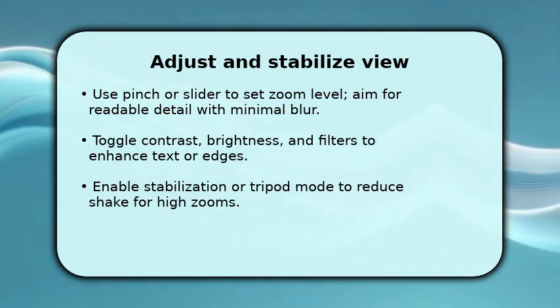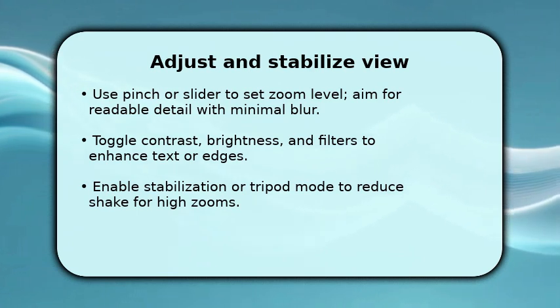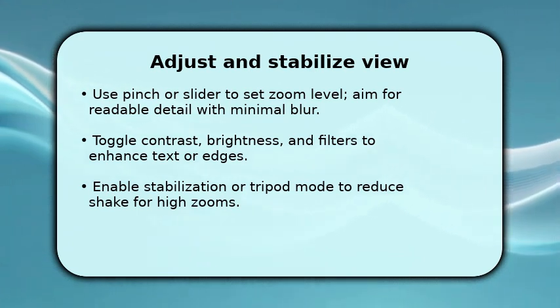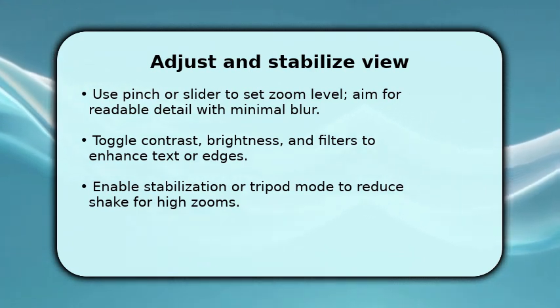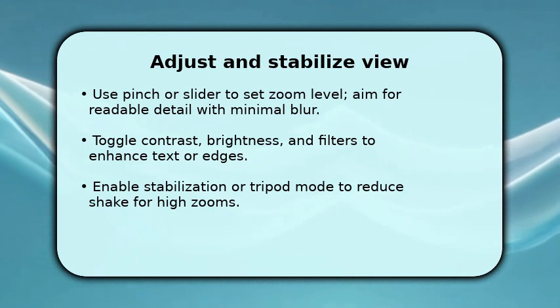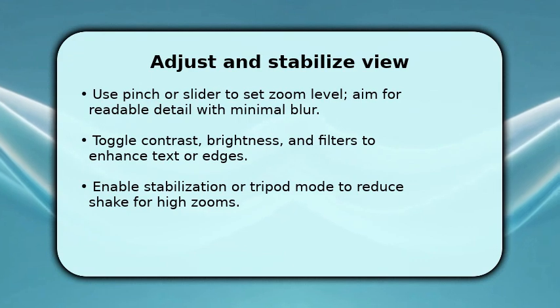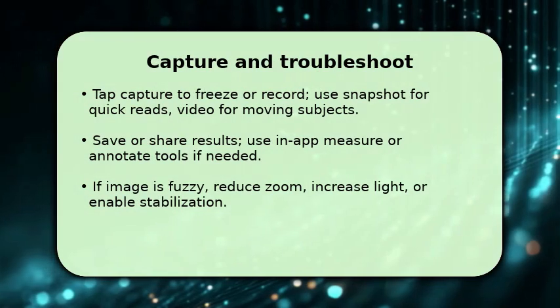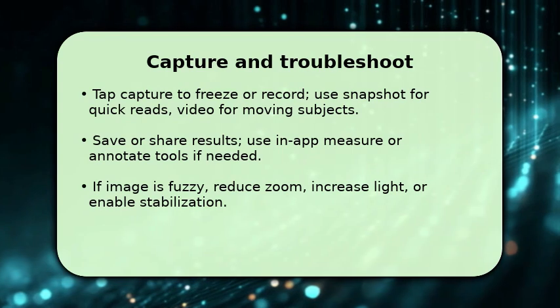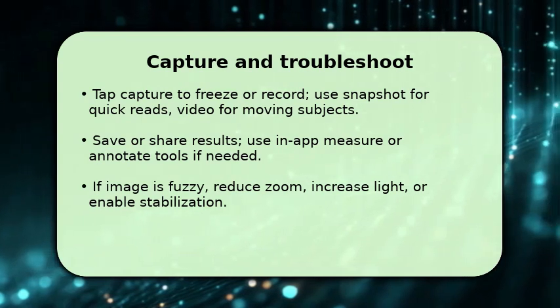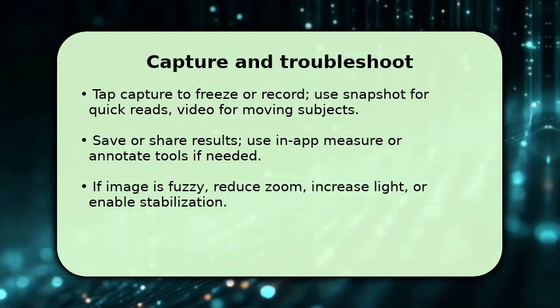If you need steady detail, enable stabilization or switch to tripod mode so motion blur disappears. This matters especially at high zoom. Remember to reposition slightly if depth of field softens important details. You finish by capturing a snapshot or recording video once the view is sharp. Snapshots are fastest for static text, while recording helps with moving subjects.